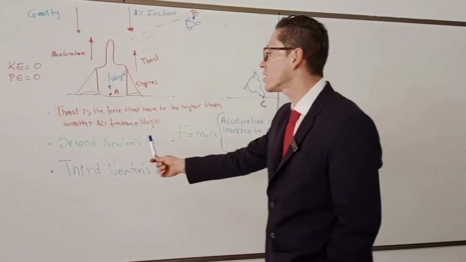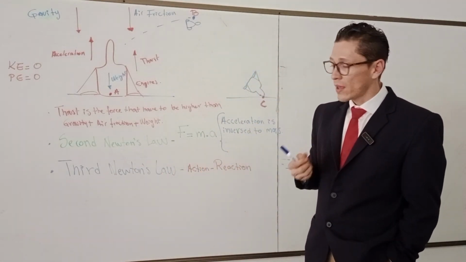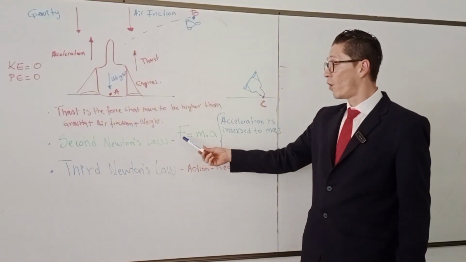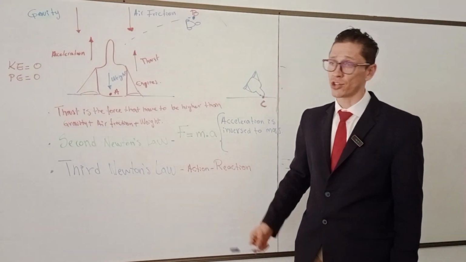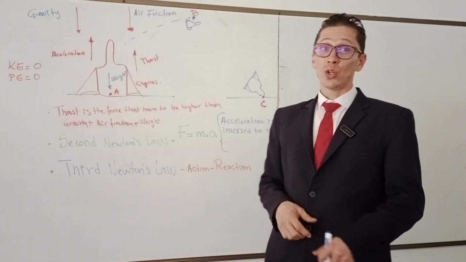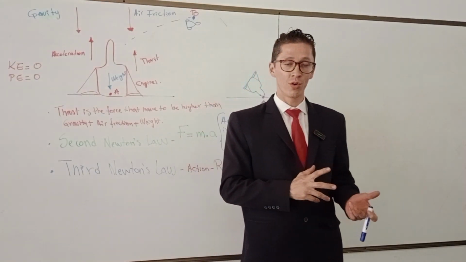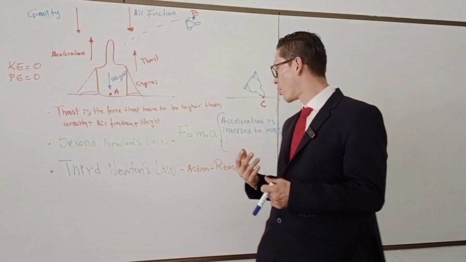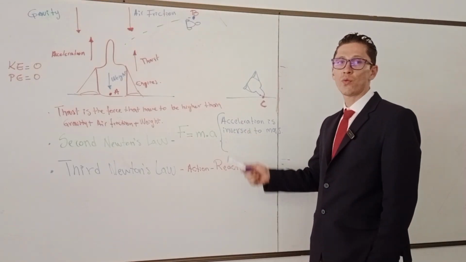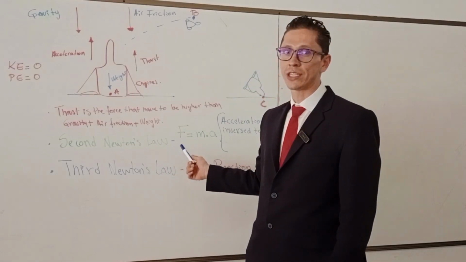Then the second Newton's law, that's a good point here because of how this equation is going to be used. Force equals mass times acceleration. And we got to know acceleration is inverse to mass, right? If I have an object that has more matter, more volume or more mass, the acceleration will be less. That's why the second Newton's law is applied here.